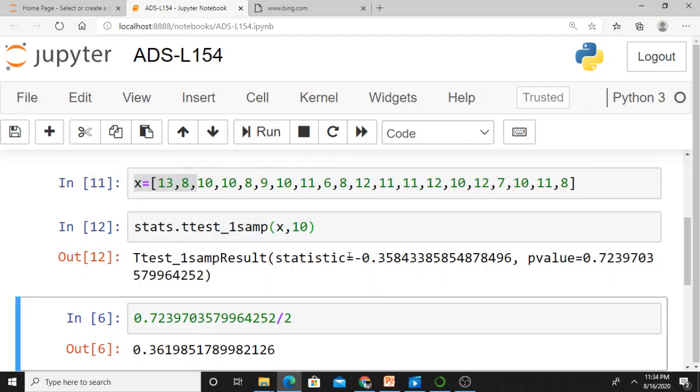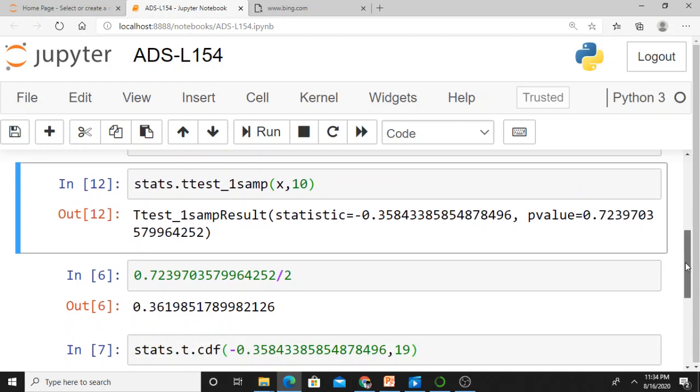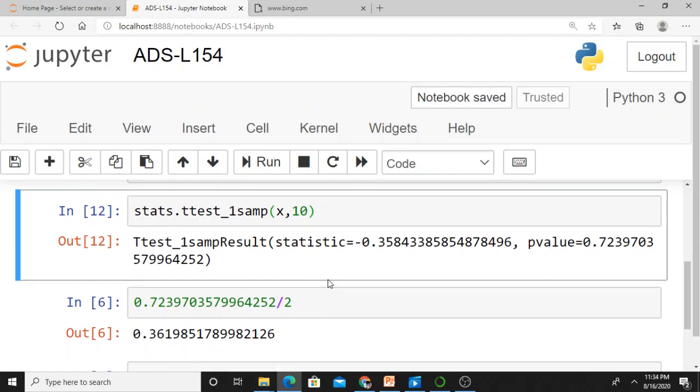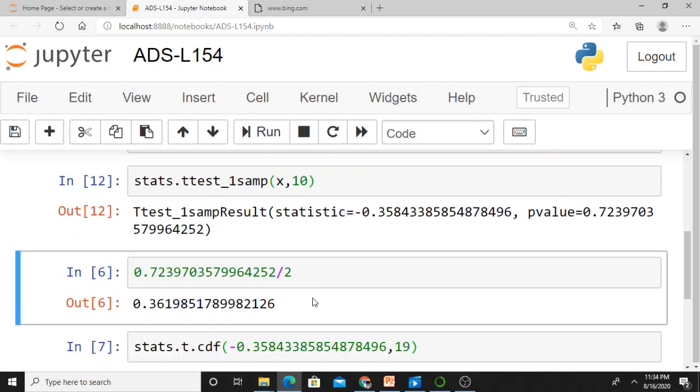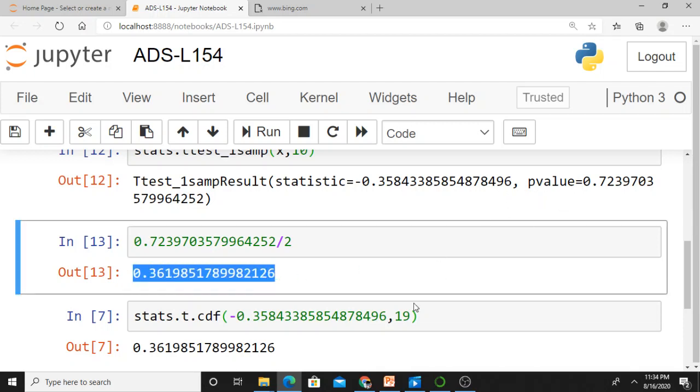If I calculate, what is this minus 0.3584? This is the t value. For the p value, you have to divide this particular value, 0.723703, by 2, so that I will get my p value, isn't it? This one is the left hand side p value, and the right hand side as well. You have to divide by 2.